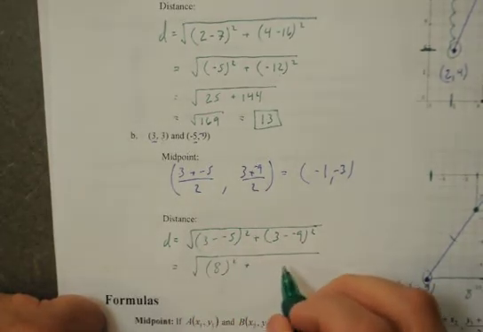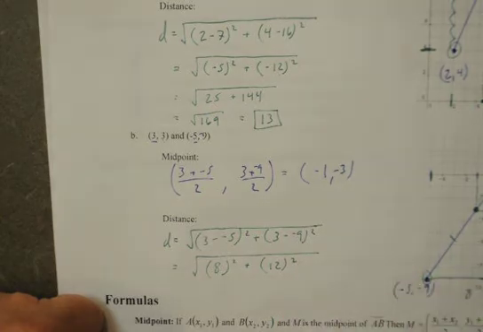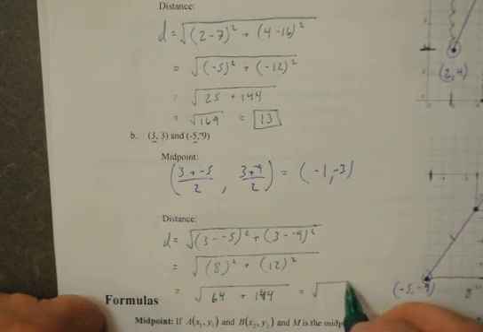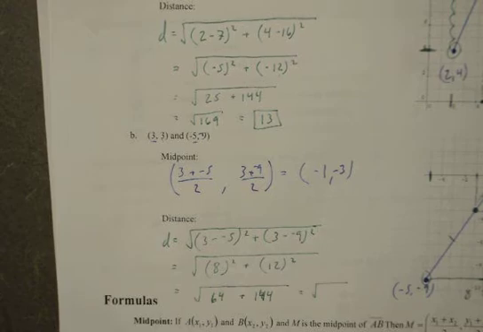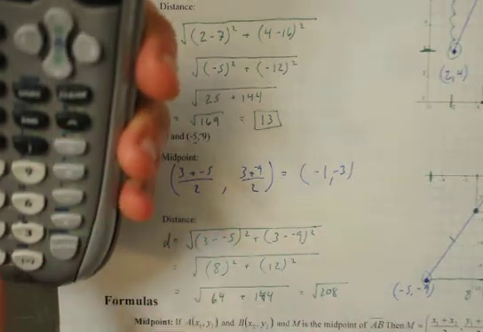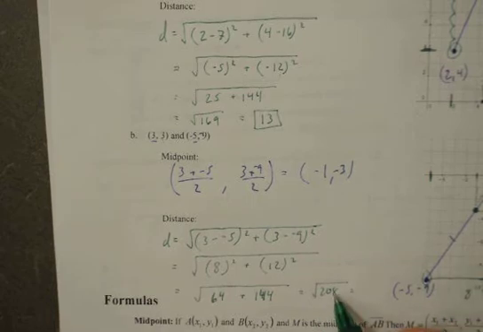Work in the parentheses. That's 8. This is 12. Now square. 64. 144. Which is 64 plus 144. 208. Alright, so then you end up getting something weird, the square root of 208.